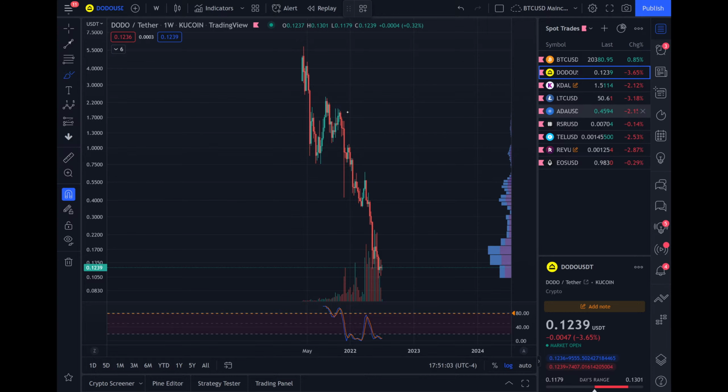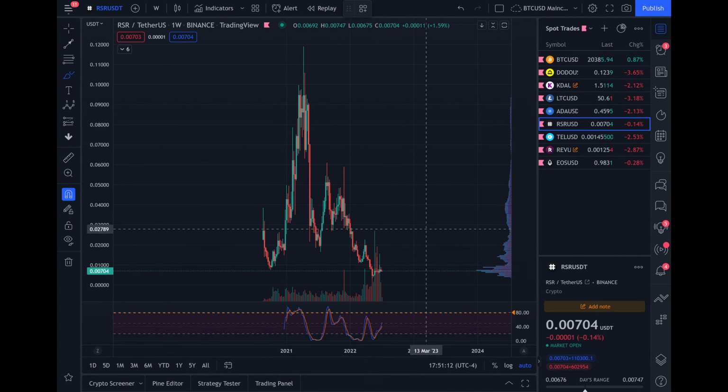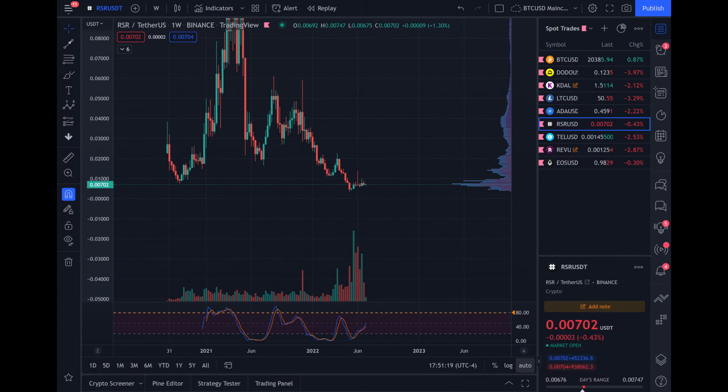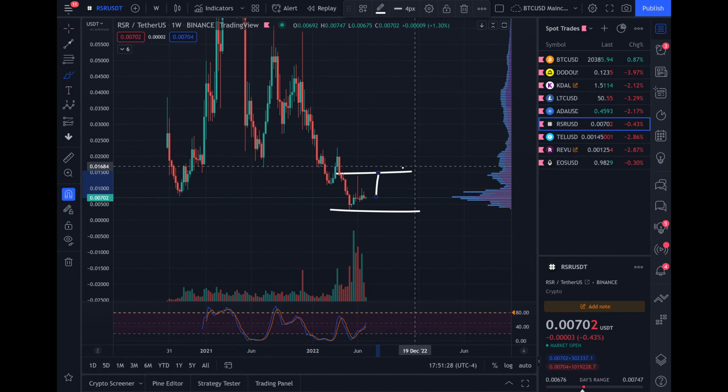Okay, let's go down here. We're at Reserve Rights, I believe. Okay, and just like I'm telling you for these other assets, I'm looking at something similar in Reserve Rights, okay? You've been consolidating in this small range right here for quite some time. I won't be surprised if the next move comes up here.